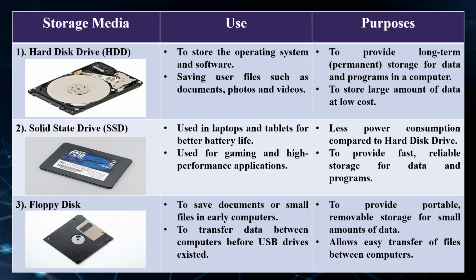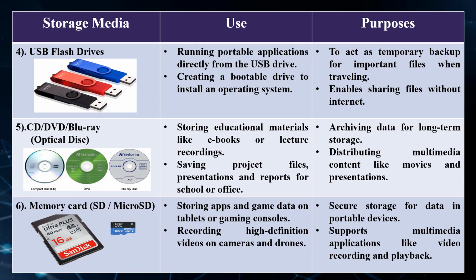Floppy disk. Floppy disks are an early method for saving small files and transferring data. USB drives are used for running portable apps, creating bootable drives, and temporary backups. Optical disc. Optical discs are used for archiving data and distributing multimedia content. Memory card. Memory cards provide secure storage for portable devices like cameras and drones.